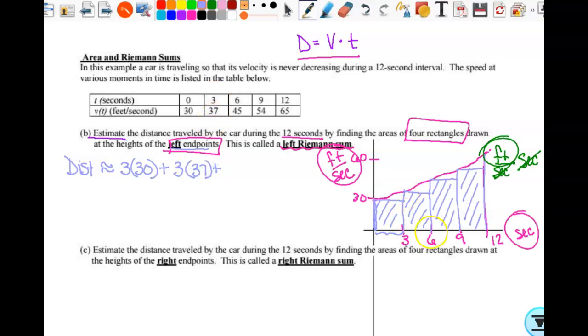Plus, what is this? 3, and they're not always all the same, so be careful. 3 times the height when x is what? 6, which is 45. Plus 3 times when the height is 9, 54. We're going to stop. We stopped there because we have 4, right? And when you have left-hand rectangles, your rectangles are determined by the height of the left-hand side. So everything's moved to the left, so we're not using this one because we didn't go all the way up there. Does that make sense to you?